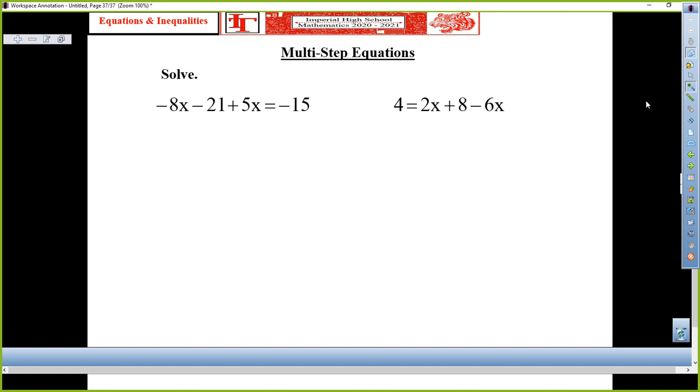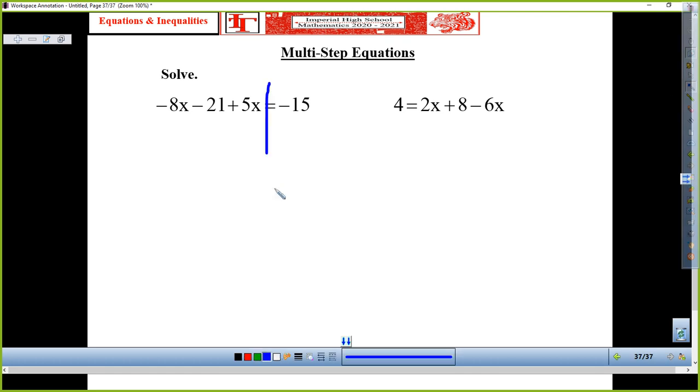I draw my line down, and I'm going to make this one an inequality so you can see that the process is the same. So step 1, simplify. Can I simplify the left side? Yes, I can combine the negative 8x with a positive 5x. That leaves me with negative 3x. Bring down the negative 21, less than or equal to negative 15.